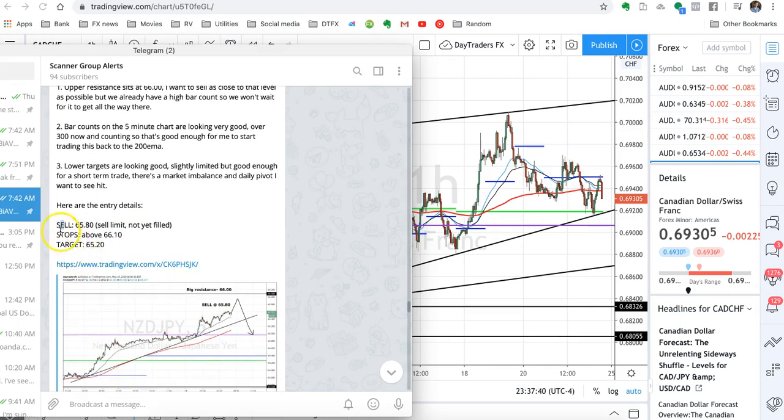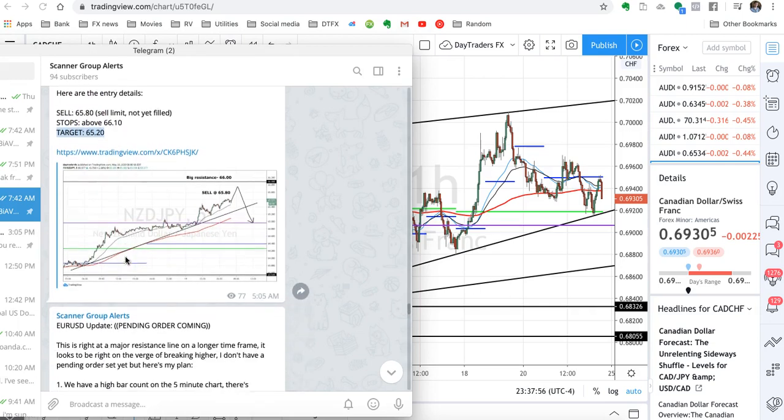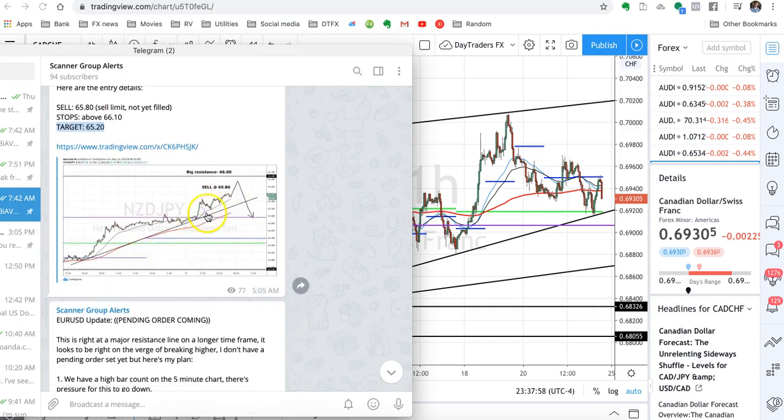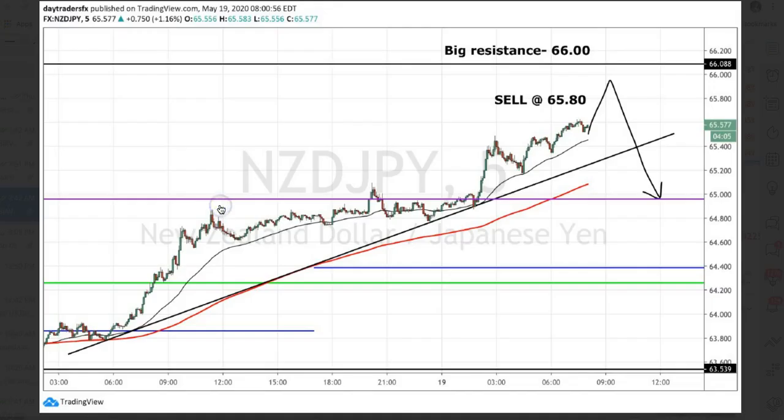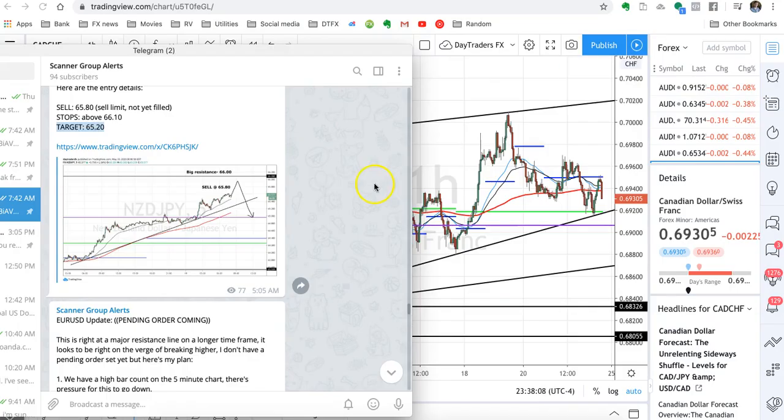The market wasn't there yet. This is a sell at 65.80, sell limit, not yet filled. Stops above 66.10, so we're looking for about 30, 35 pip stops. Target 65.20, so about a 60 pip profit target and a 30 to 35 pip stop loss. You can see right here that this was what the chart looked like, and there's a little bit more up close there. We're looking to sell here, trade this thing back down, go for it.